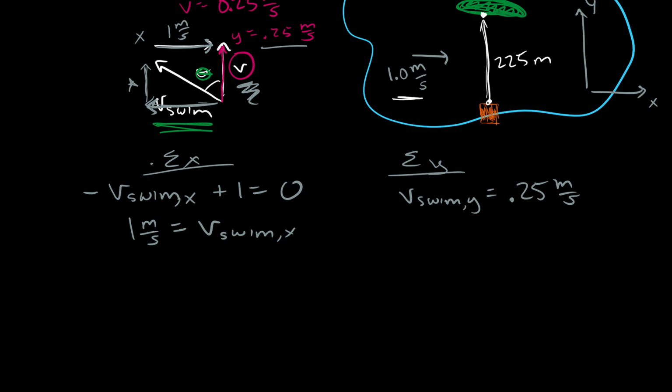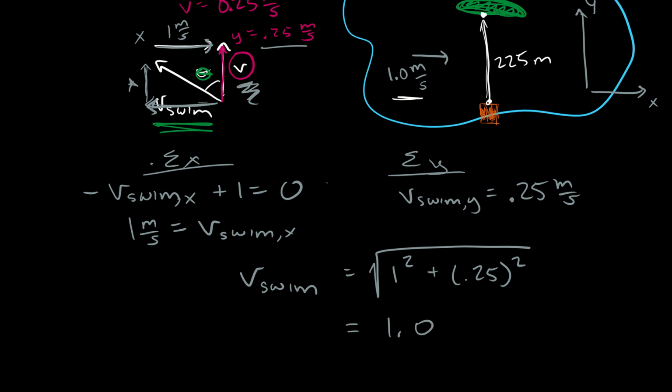So now we can find the overall v swim, or the overall velocity vector, using Pythagorean theorem. We know 1 squared plus 0.25 squared is going to equal the square of that. So we can take the square root of 1 squared plus 0.25 squared. And we take the square root of that, and we round to 1.0 meters per second.